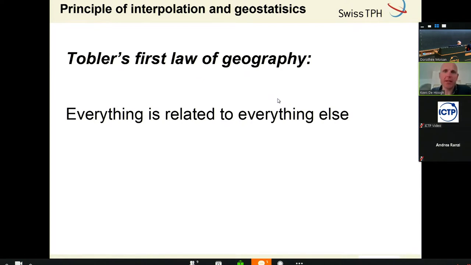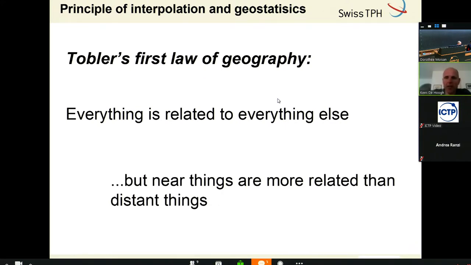The principle of interpolation and geostatistics is the first law of geography from Tobler. It says that everything is related to everything else, but near things are more related than distant things. Just to illustrate this: if I measure air pollution here at my home, and I measure it maybe 100 meters further, they will probably be very similar air pollution levels. But if I measure a kilometer away from my home, or maybe even in a different city, they will be different. So things nearby are more related to where you are than distant things. This is the underpinning of all interpolation and geostatistical analysis.